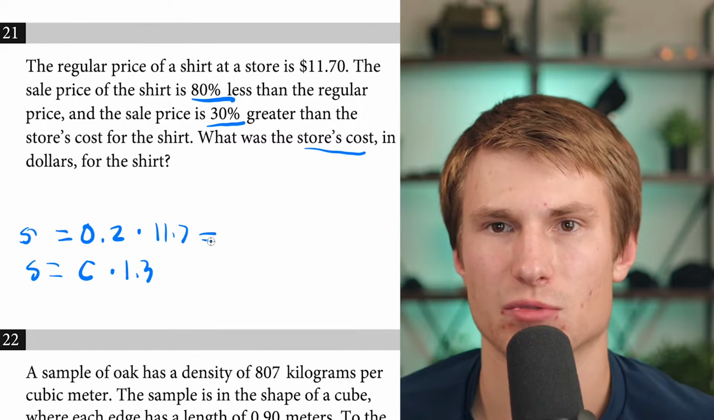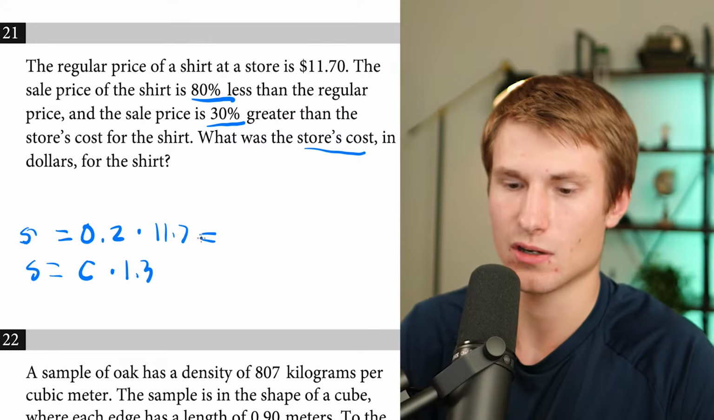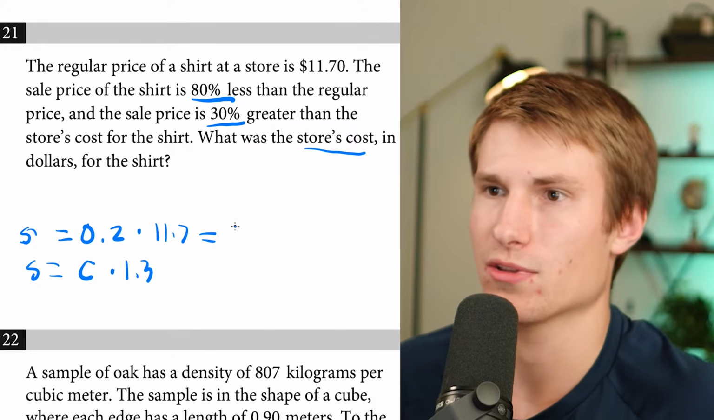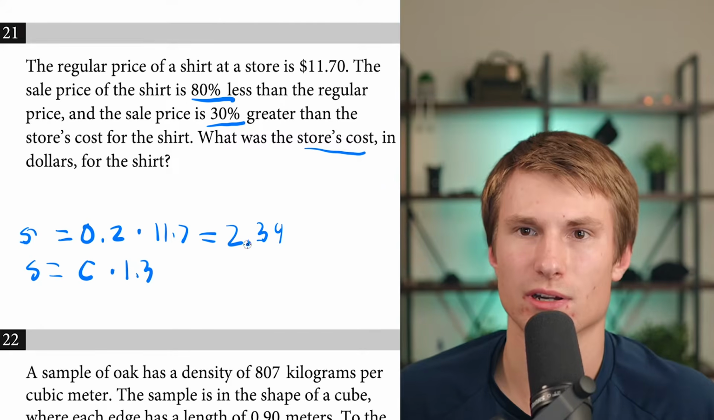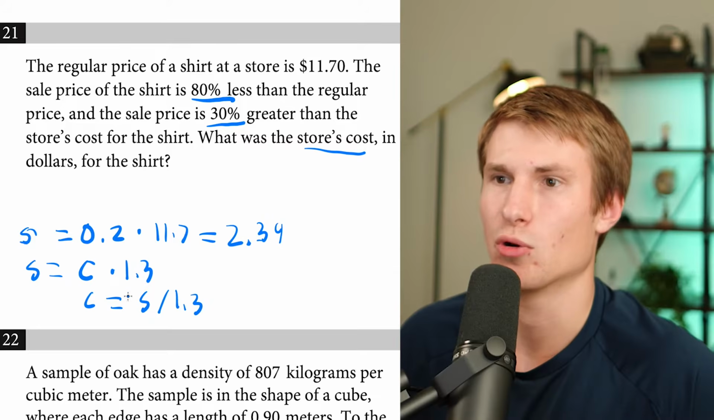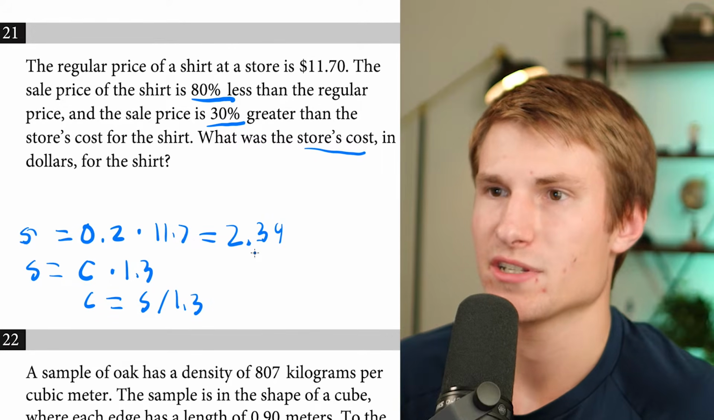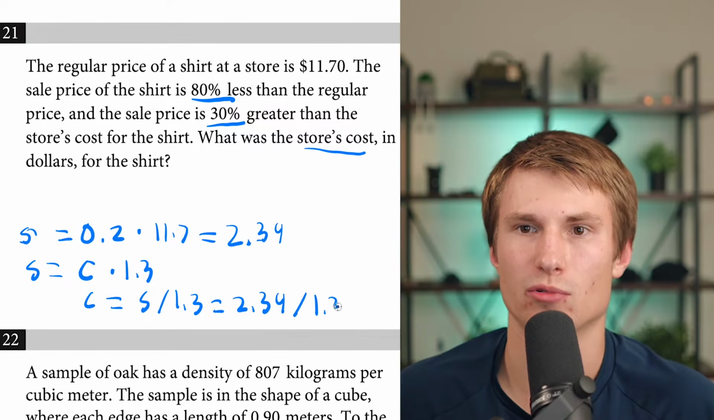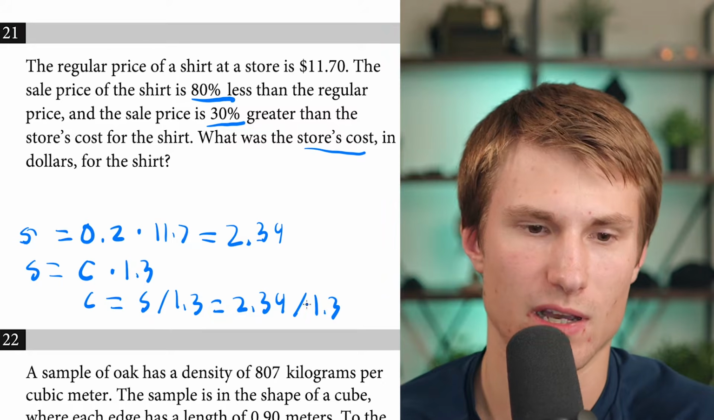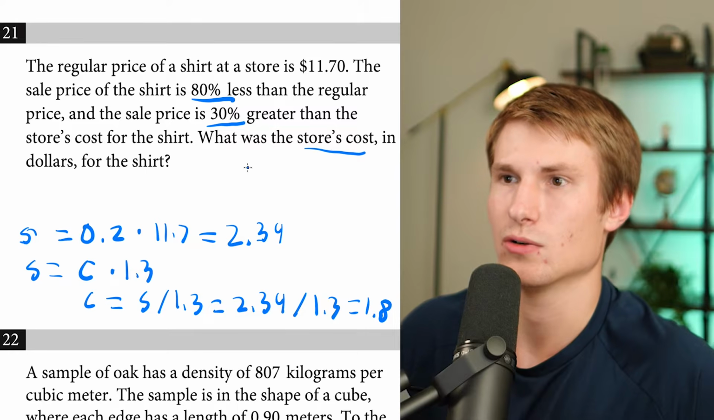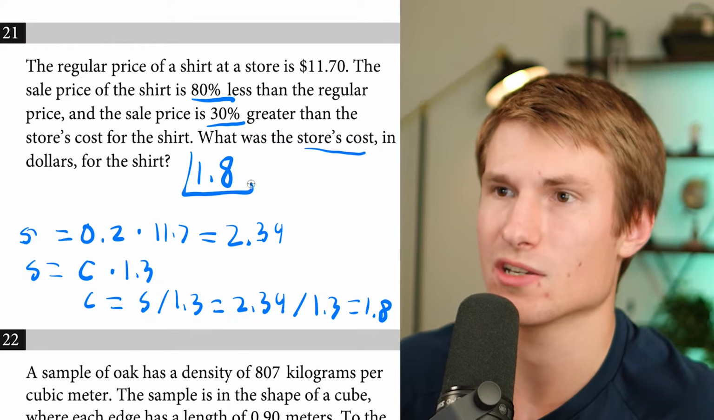So here we've got the sale price. Let's go ahead and calculate that. Then we can plug it in and solve for C. So 0.2 times 11.7. Put that in the calculator, we'll get 2.34. All right, down here we've got to solve for C. So C is equal to our sale price divided by 1.3 when we divide both sides by 1.3. Now we know our sale price is 2.34, so this is equal to 2.34 divided by 1.3. We'll put that in our calculator, and that'll give us a value of 1.8. So our value for the store's cost here is 1.8.